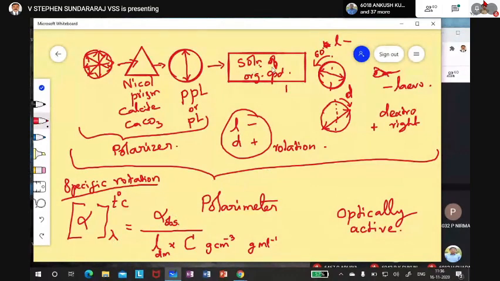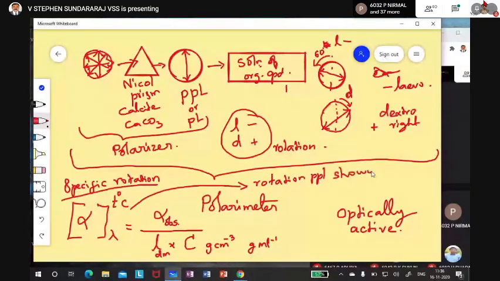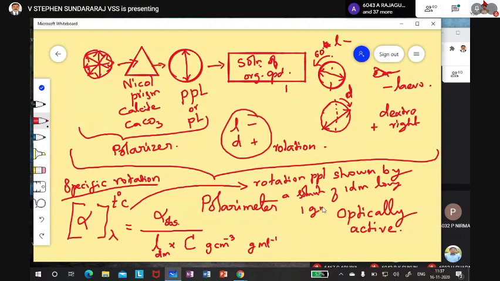Any solution I can keep, any concentration, any solution, length of the tube may be anything. Not a matter, but as per this formula, what is the definition of specific rotation? Specific rotation of a solution is the rotation of plane polarized light shown by a solution of 1 decimeter length and 1 gram per milliliter concentration at a particular temperature and wavelength. At a given temperature and a given wavelength. This wavelength and temperature should be mentioned here.